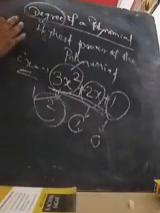Let us give some more examples on it. Suppose x cube minus 5x square plus 1. You can see here that the maximum power of x is 3. So the degree of this polynomial is 3. Simply, it's very easy, right?